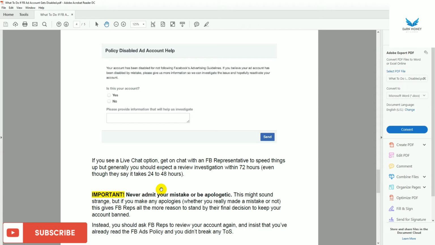And just be careful not to repeat the same mistakes again. This usually comes down to the choice of words, like losing weight, for example, fat, and things like that.